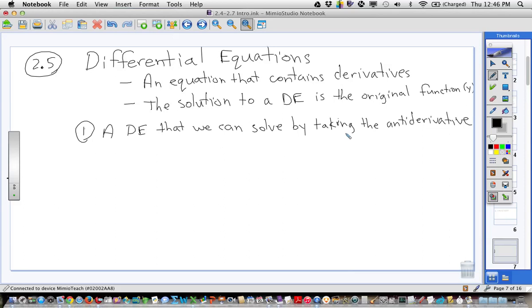But that's one of the reasons we talk about it now, because now we can talk about differential equations. A differential equation we can solve by taking the antiderivative. So I would say to you, we've already done some of this. We just didn't call it differential equations. So let's do a couple quick examples. y prime equals 3x squared.